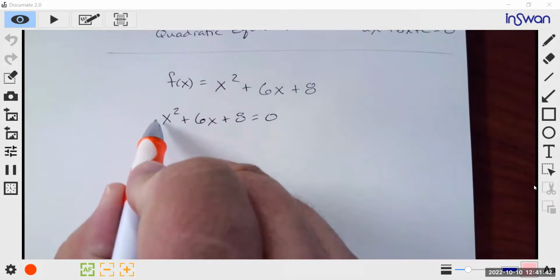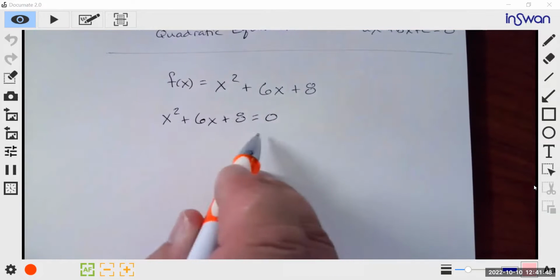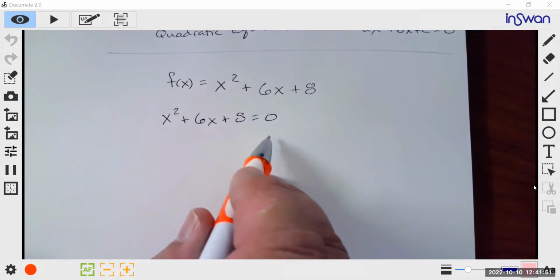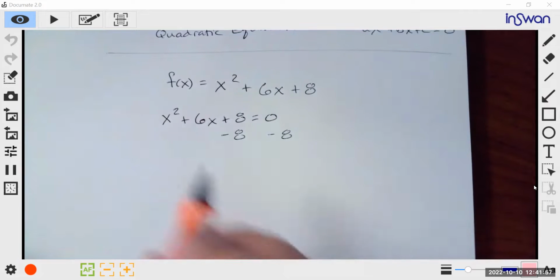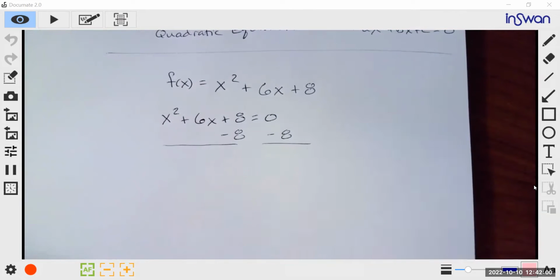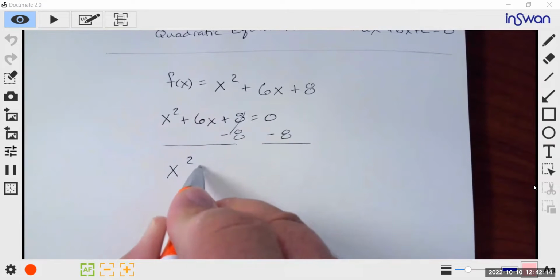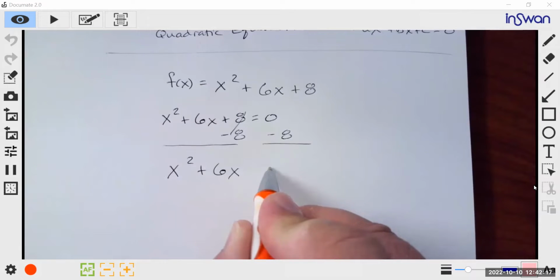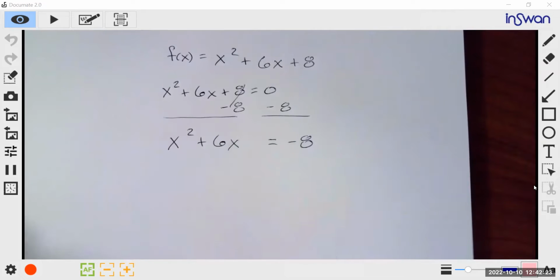Your leading term has to be 1. If it's not, divide everybody by it. What's the next thing we move? Move the 8, because you have x's on one side, non-x's on the other. So I'm going to show you two ways of doing this. One, this way, which is the easiest way. The other way is you keep everything to one side, which could get confusing. So we move the constant term over.